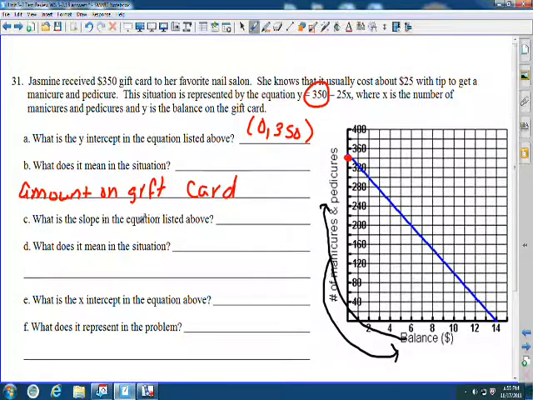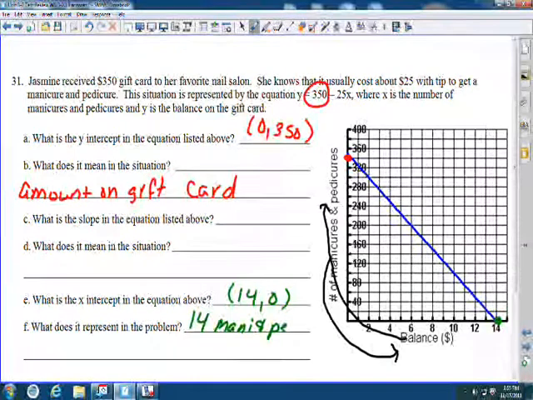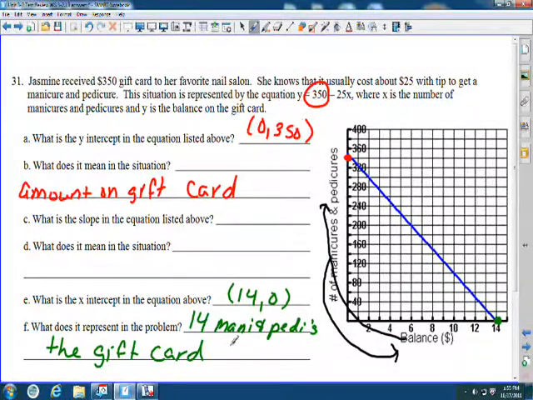My slope, what is the slope listed above? Well, let me skip that for a second. Let's go to the x-intercept. X-intercept is right here, which is 14, 0. What does that mean in the problem? It means that after 14 manis and pedis, the gift card is used up. The gift card has a 0 balance.